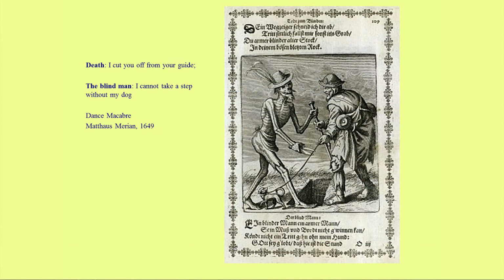Again, the importance of being led. This is the Danse Macabre of Matthias Merian. Death cuts the cord. The dog is no longer leading, and he is now blind, left alone without a guide in the world. Many interesting aspects of that story, as you know.